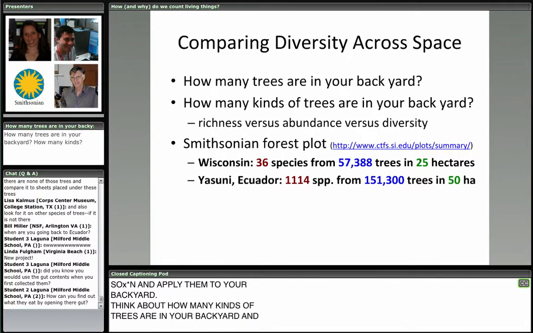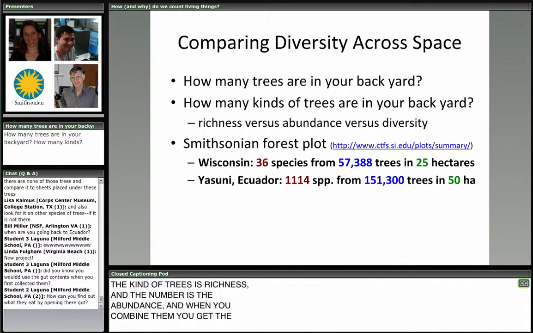Do you have trees in your backyard or the closest park? Okay, remember the kinds of trees is the richness and the number of trees is the abundance. And when you combine those two together, you get the diversity statistic. So diversity is a combination of species richness and individual abundance.